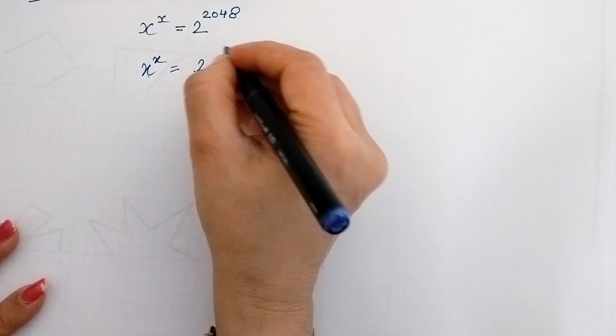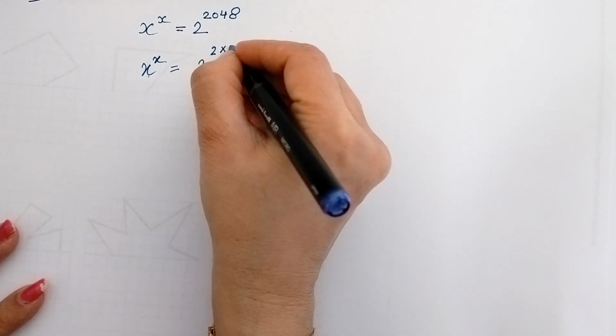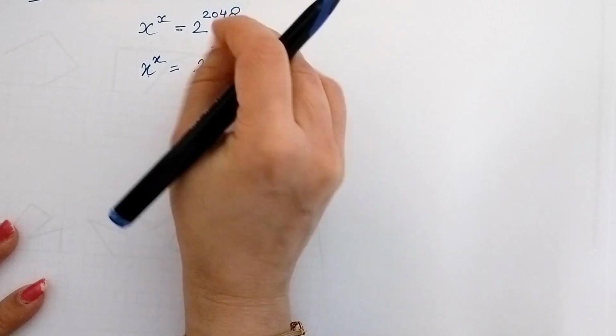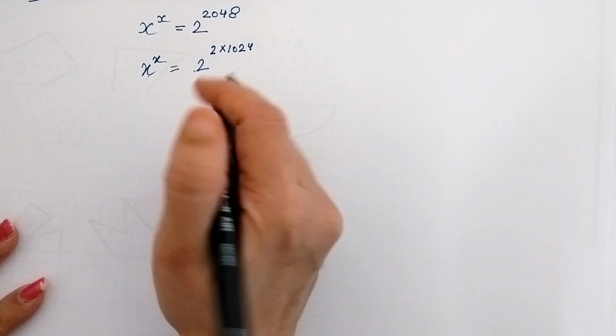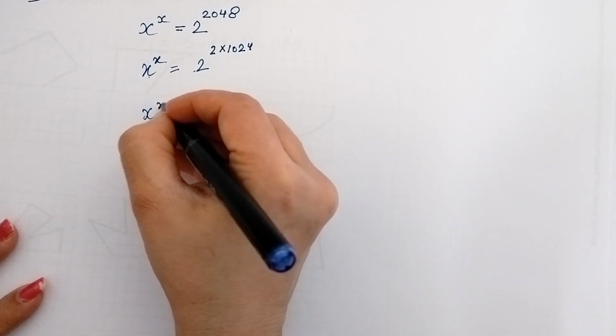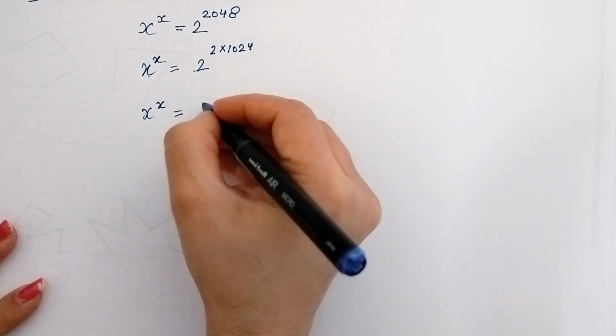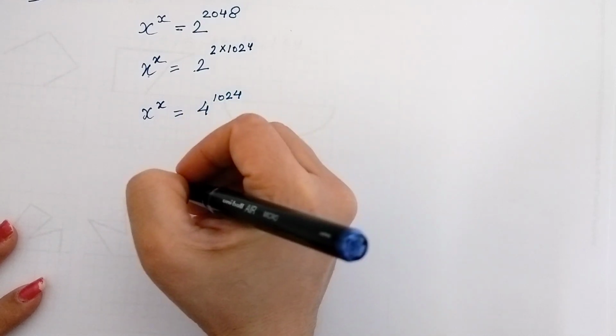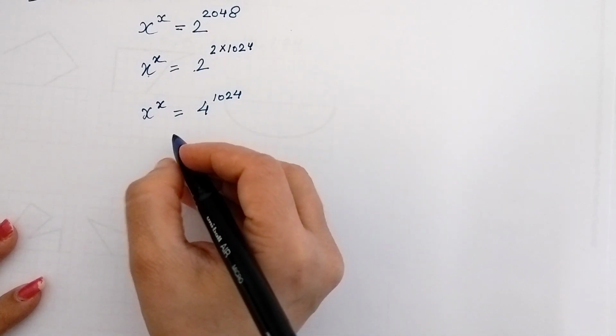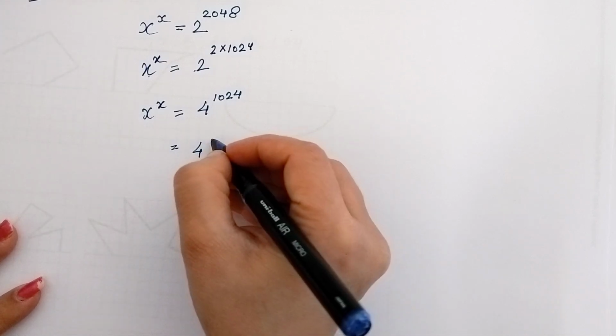Now what can we do? Can we break it like this? We can write 2048 is equal to 2 multiply 1024, and then x raised to power x can be written as 4 raised to power this. Okay, and after this we will break the power again.